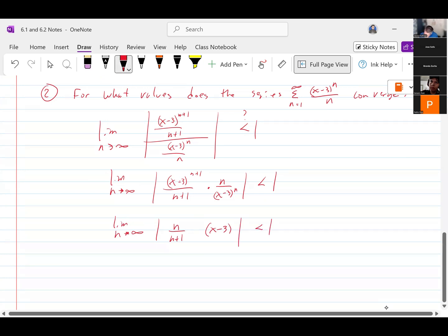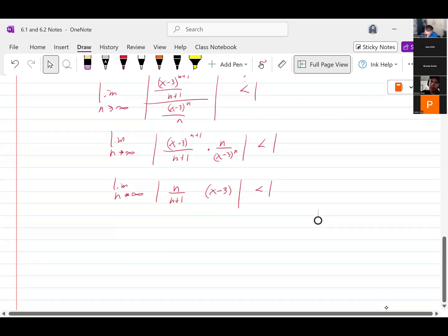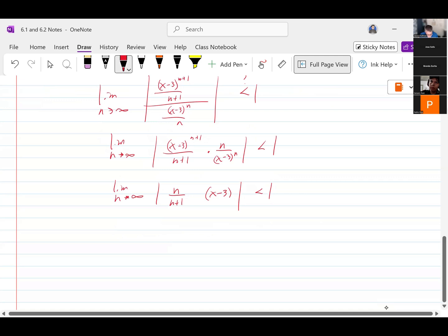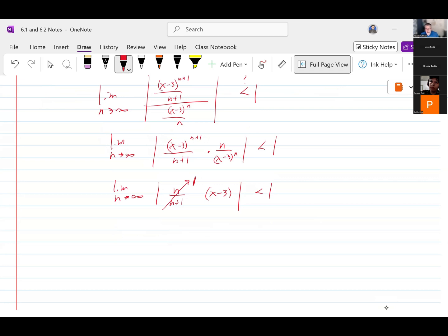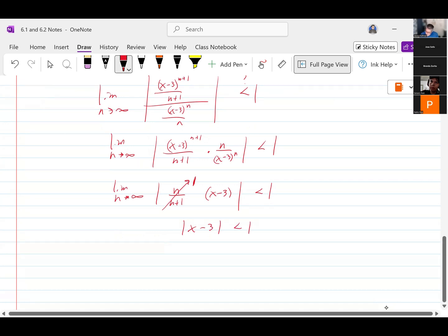Absolute value. Now what is the limit of n over n plus 1 as n goes to infinity? Well, this goes to 1. If we use L'Hopital's rule on that, or even just divide top and bottom by n, we'll see that this limit goes to 1. So we're really left with just the absolute value of x minus 3 is less than 1. Now I'm going to rewrite this and solve for x. So this is negative 1 is less than x minus 3, which is less than 1.